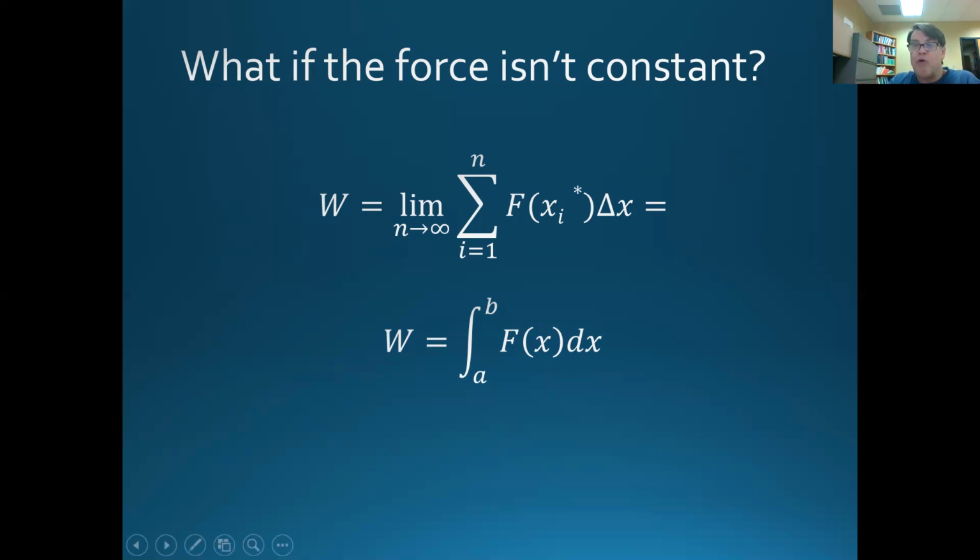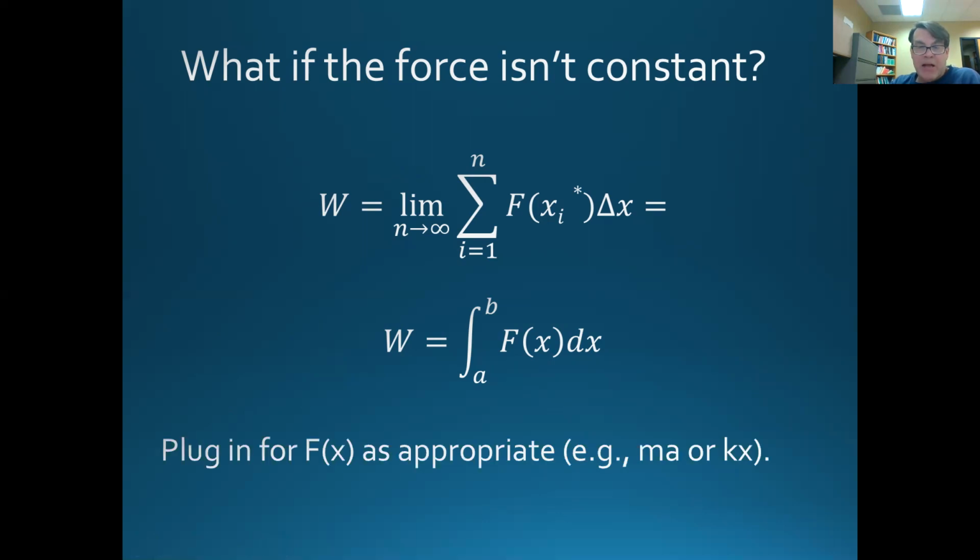Let's assume you have a formula that tells you what the force is, even if it's variable, maybe it's a roller coaster force. Or you can break it up into parts, where this part had this formula and this part had that formula. But basically, here's the basic principle: the work is the summation of all the infinitesimal force times distance bits. Okay. And so you plug in for f of x, for the force, whatever is appropriate, ma, or kx if it's a spring, and go from there.